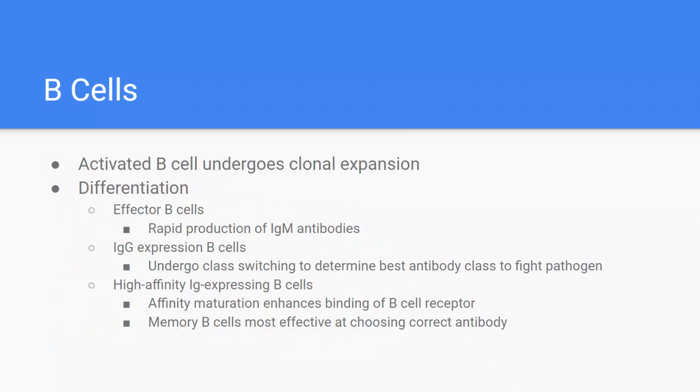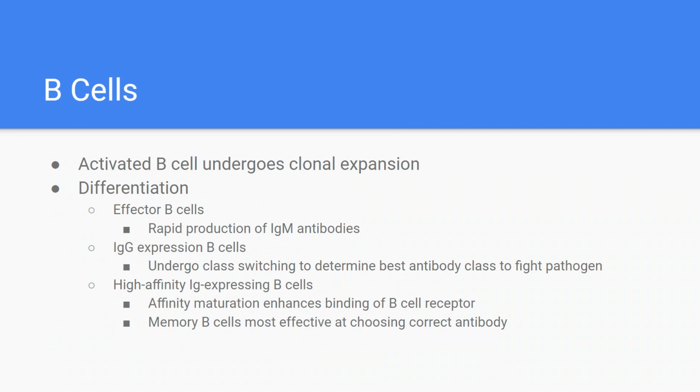Finally, B cells. Activated B cells undergo clonal expansion, and then after this clonal expansion, they will split up. They will differentiate into different types of cells. Now, effector B cells allow for a rapid production of IgM antibodies, but it's very unspecific. Then there are IgG expressing B cells, in which they undergo class switching to have a more targeted response, producing a better antibody class to fight the pathogen.